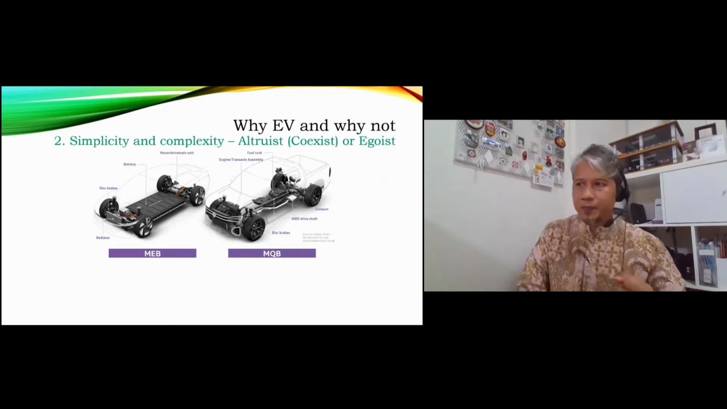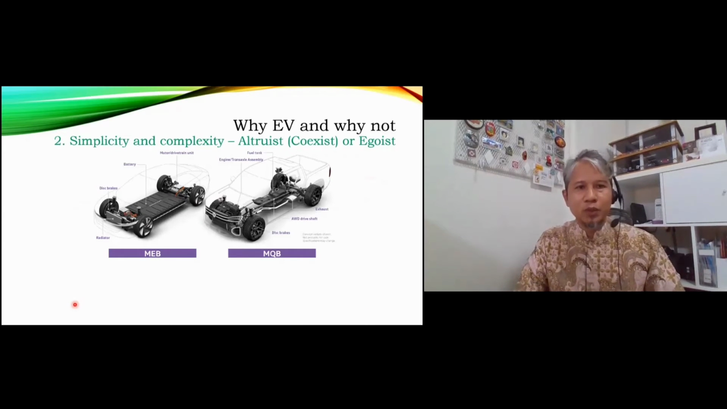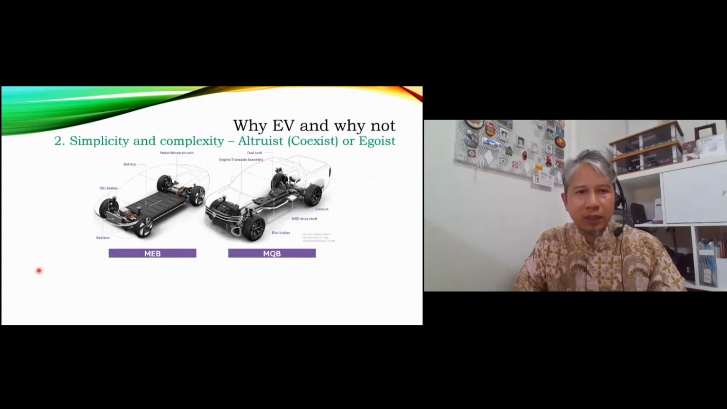On the next slide, I would like to introduce you to this interesting platform from Volkswagen in this picture. Volkswagen has developed these two platforms not too long ago. They started with MQB. In German, it is modulare Querbaukasten, or in English, modular transverse matrix. So basically, it's an ICE platform.